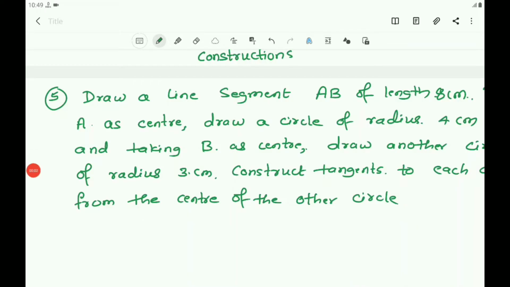Children, let us continue the chapter constructions. Now, let us draw the fifth construction. Read the fifth question. What is that fifth question? Draw a line segment AB of length 8 cm.